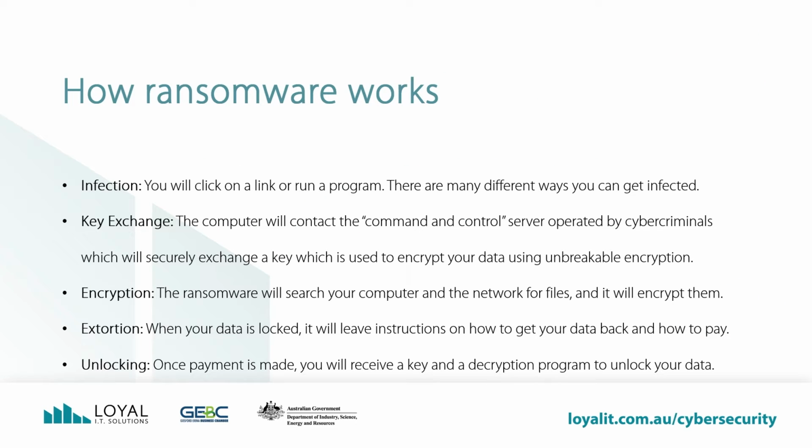How does ransomware work? These are the stages of a ransomware attack. Infection, key exchange, encryption, extortion, then unlocking. Infection. You will click on a link or run a program. There are many different ways you can get infected. This could even be deployed by an active attack. An active attack means a hacker has penetrated your network and deployed the ransomware manually. More about this later in this video.